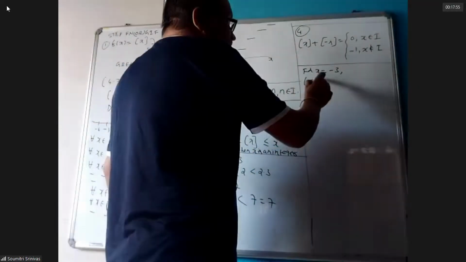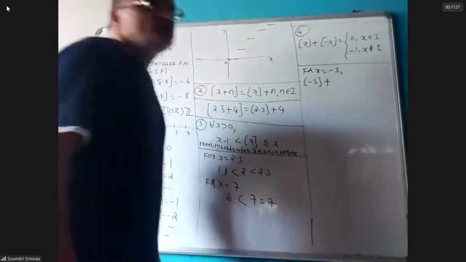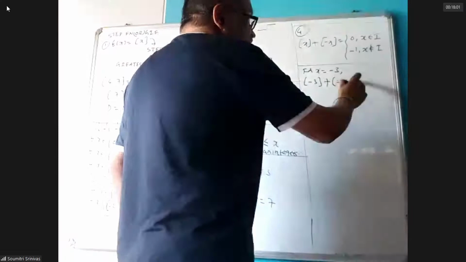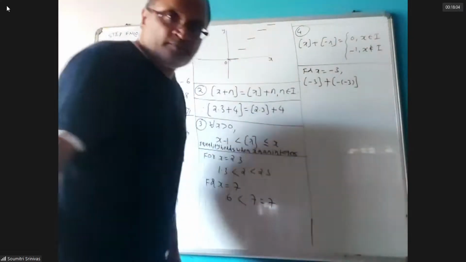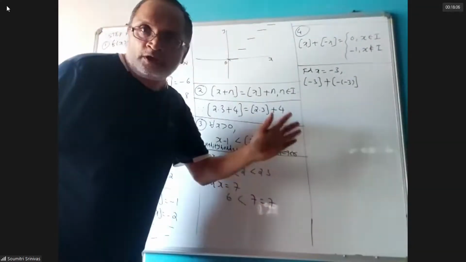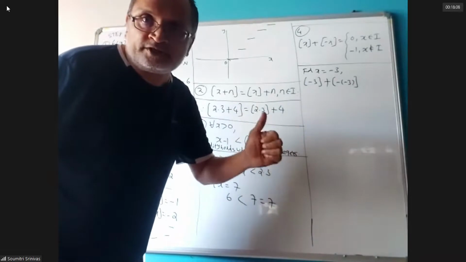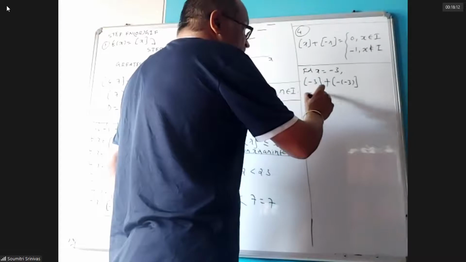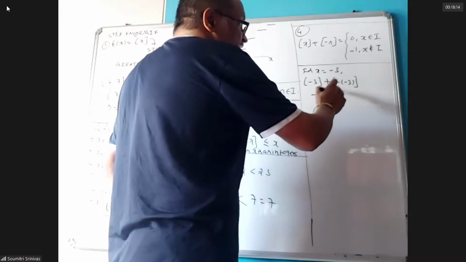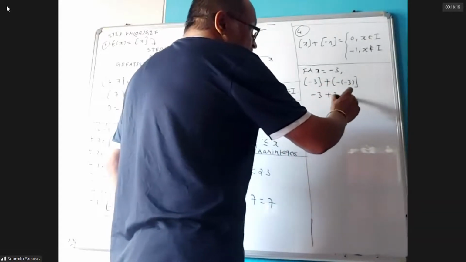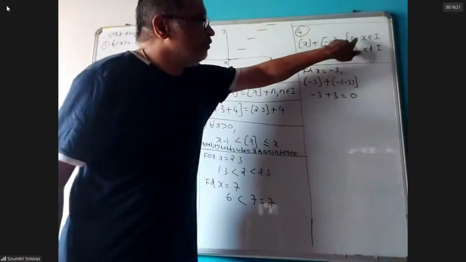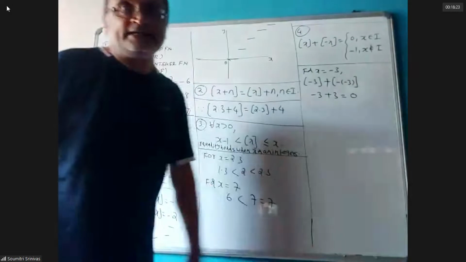For x equal to minus 3, what is step of minus 3 plus step of minus minus 3? Am I correct? Step of minus 3 is minus 3. Minus of minus is plus, so this is plus 3. What does it give you? 0. That's what I said. 0 whenever x is an integer.